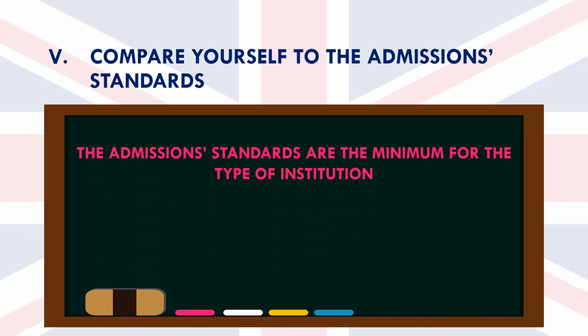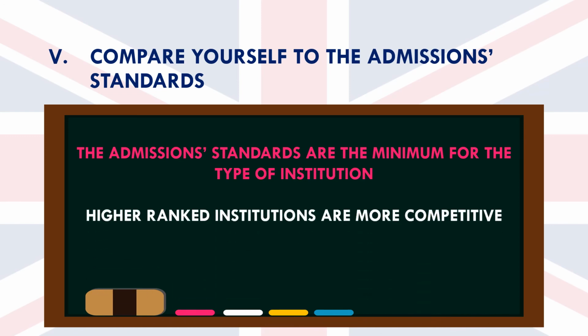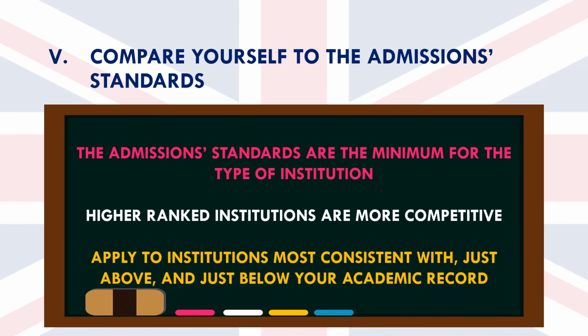Comparing yourself to the admission standards is the next step. The admission standards, again, are the minimum for the type of institution and often for the course that you're interested in pursuing. Higher ranked institutions are more competitive. Apply to institutions most consistent with, just above, and just below your academic record.